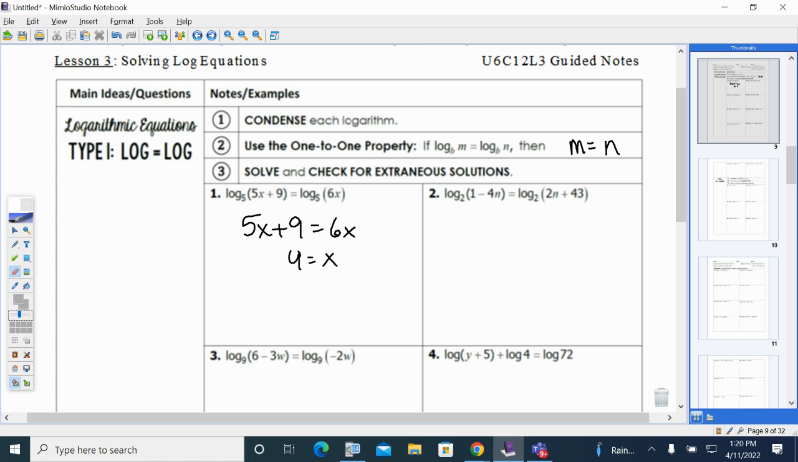And for time, I may not check every single one. I will just let you know what those solutions are. But that's the process that you need to go through to check for extraneous solutions.